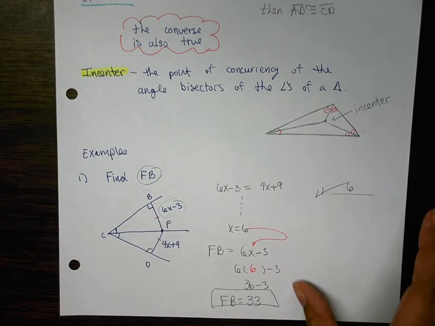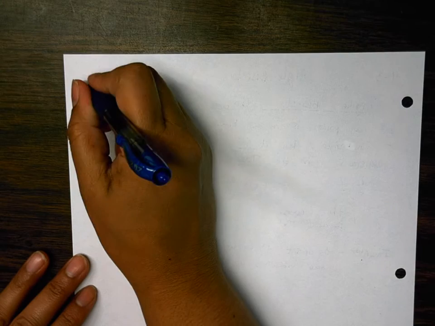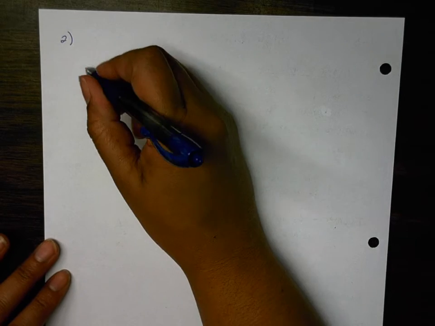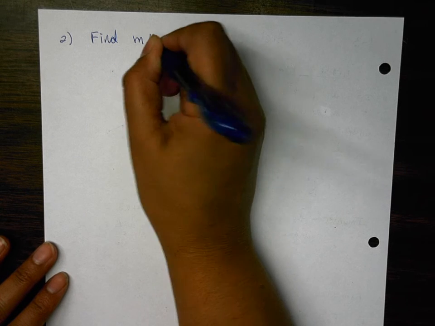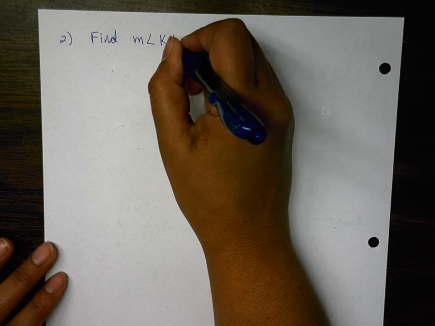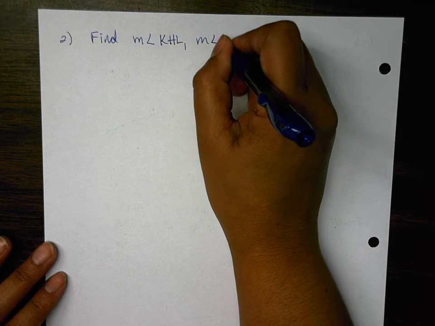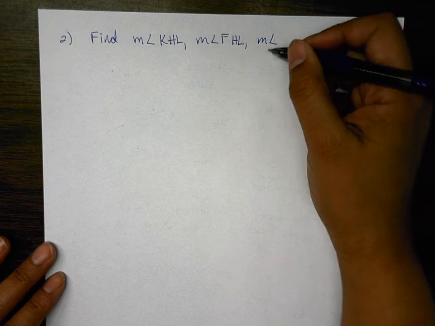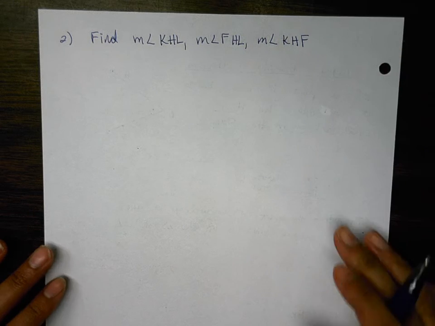All right. Question number 2. Okay, draw this picture with me. Let me give you what I want you to find. Find the measure of angle KHL. Please stop the talking. Write this down with me. The measure of angle FHL, and the measure of angle KHF. Okay, there are 3 parts.